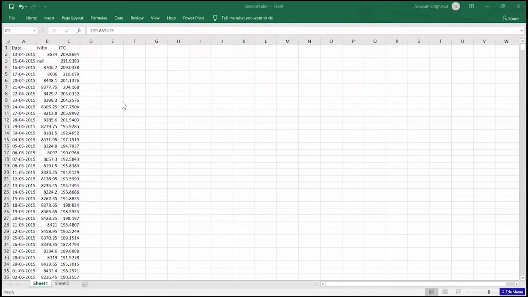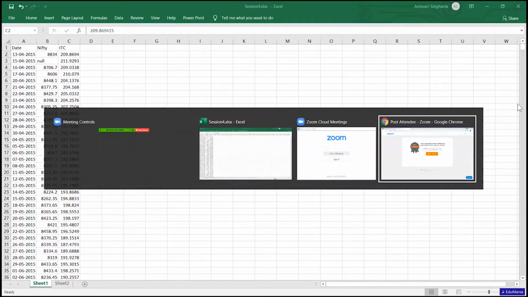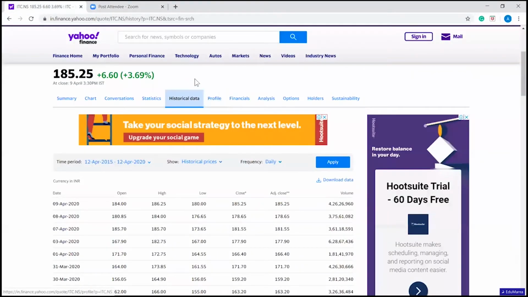So here, let me show you how I downloaded this data. Let me show you first how I downloaded this data from the internet, from Yahoo Finance, which anyone can easily do. So here I am on the Yahoo Finance page.